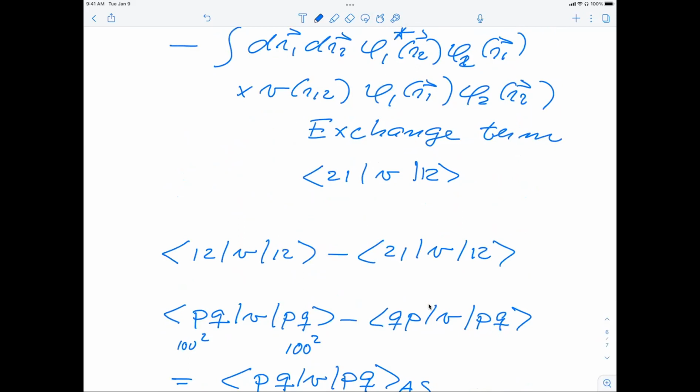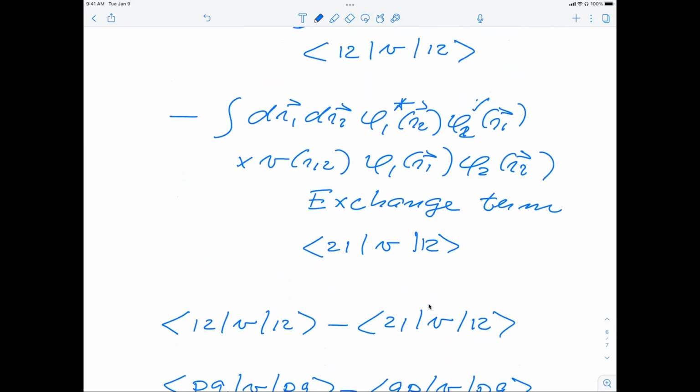Yeah? Did you forget the complex conjugation in the integral? Thanks.